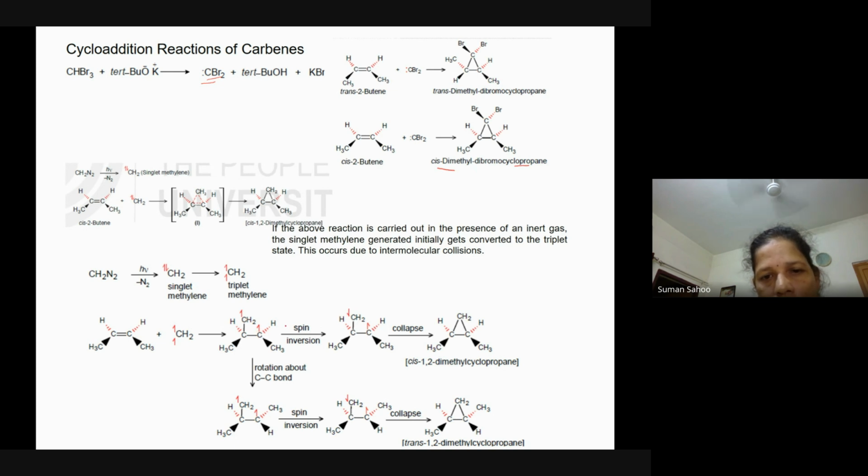In that case, either there would be spin inversion to give you the same cis product, or the rotation can take place along this bond within that time, and then with spin inversion you would get a trans product. So either the singlet carbene reacts, or in the presence of an inert gas it gives triplet. In that case you get a mixture of cis and trans.